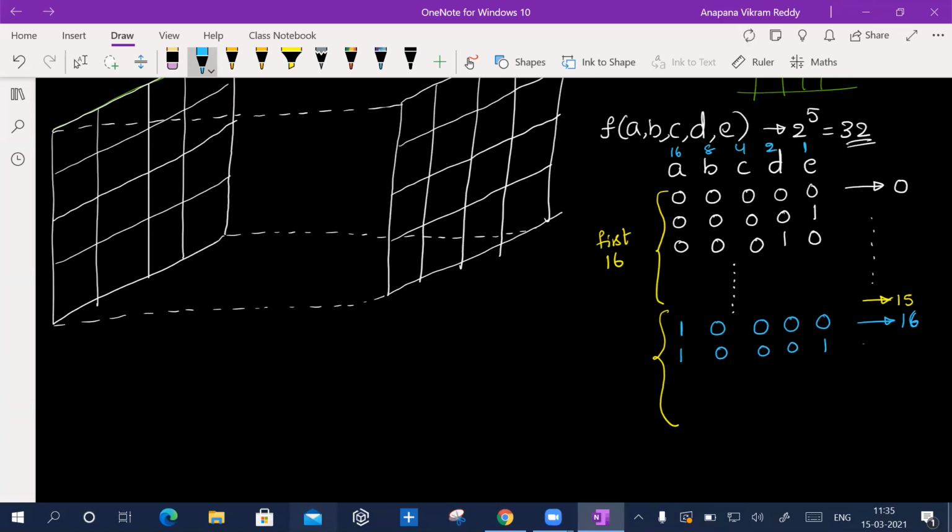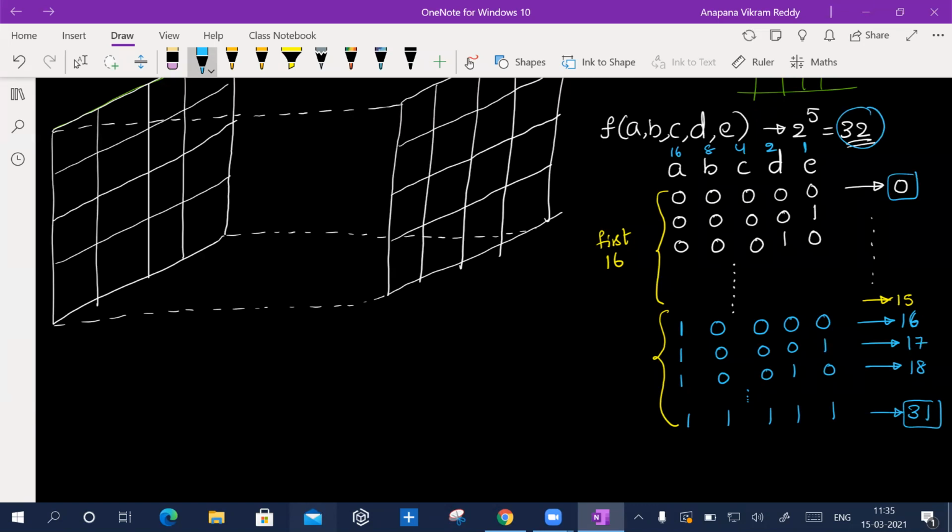1 0 0 0 1. Very good, 17. And what about 18? 1 0 0 1 0, 18, and so on. What is the last one? All ones, and what is this? 31. So 0 to 31, total how many? 32. Okay. Now what is common here?